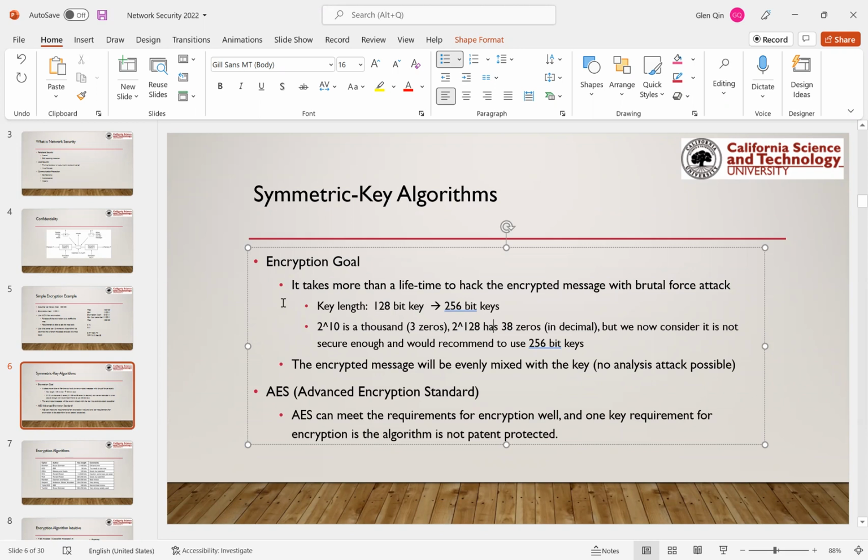That's basically our encryption goal. There's no such thing as 100% secure. You can always try brute force. You can just try long enough and you find the key. That's something you cannot prevent. The hackers can do a lot of things. But if it takes more than enough time, then we think it's secure. That's what we call the goal.